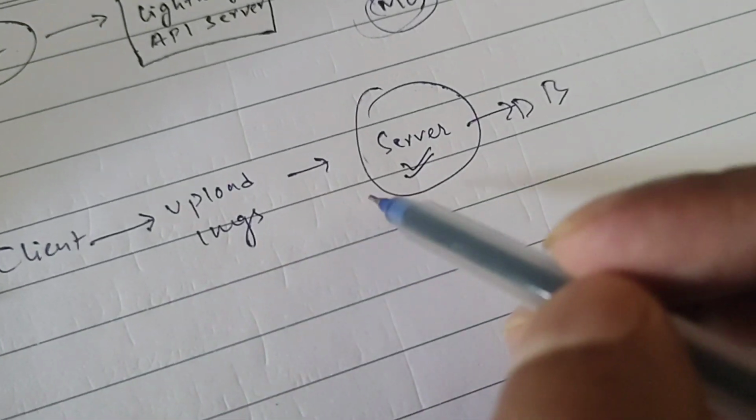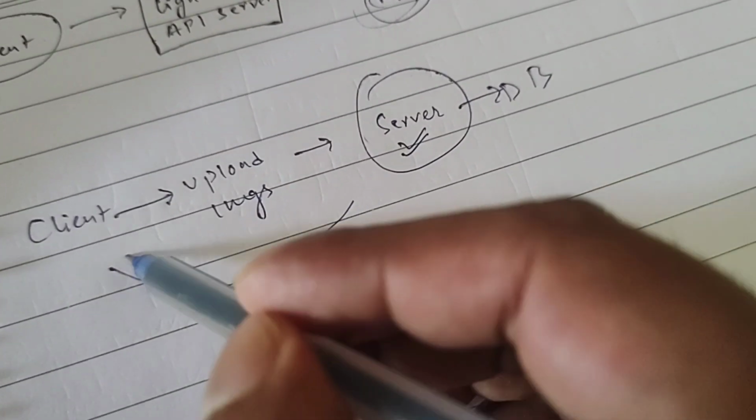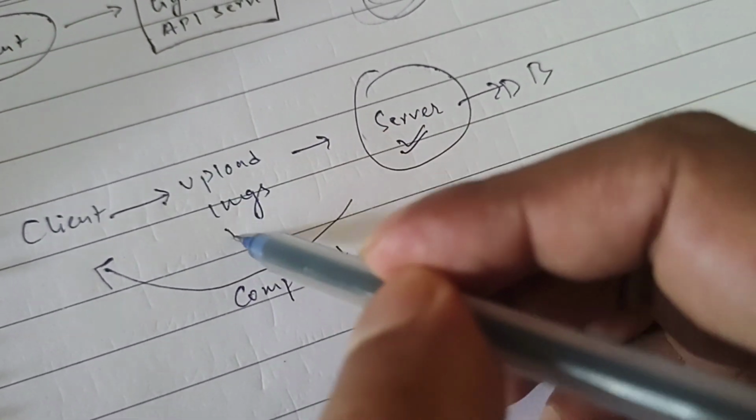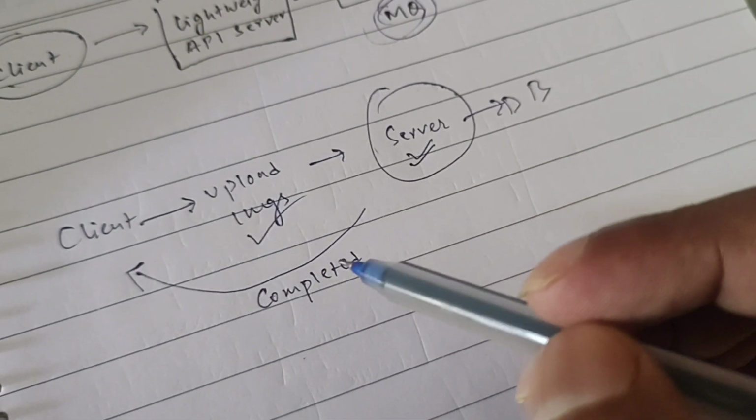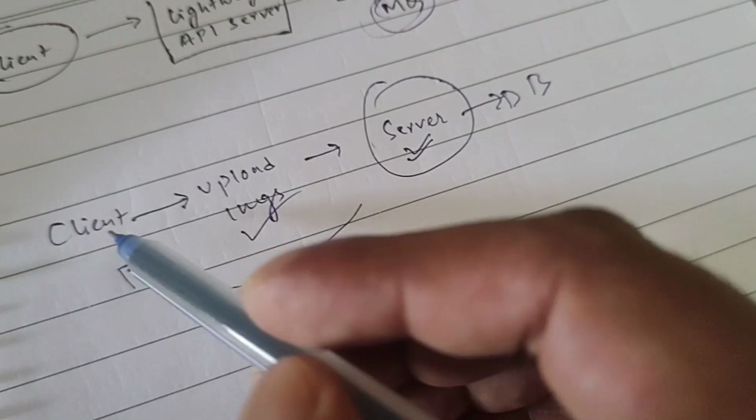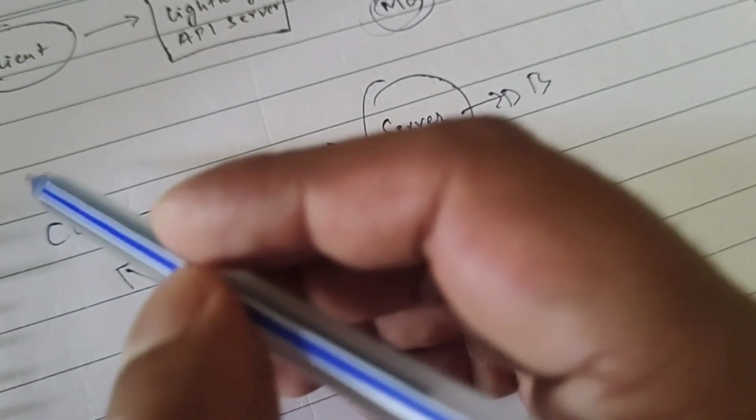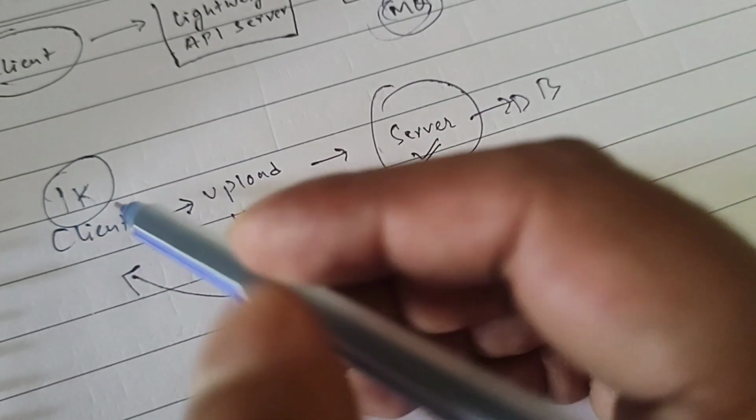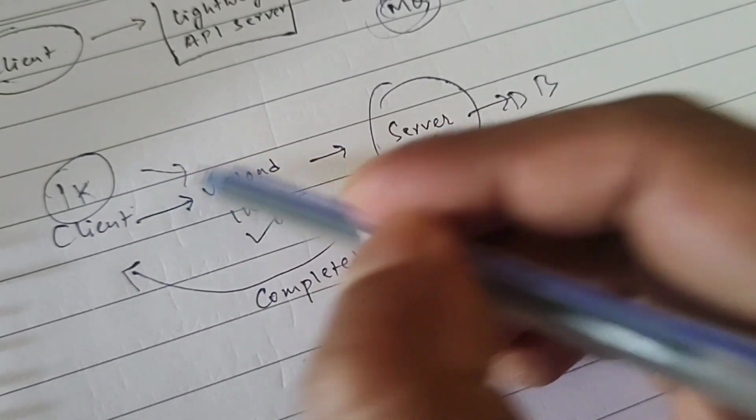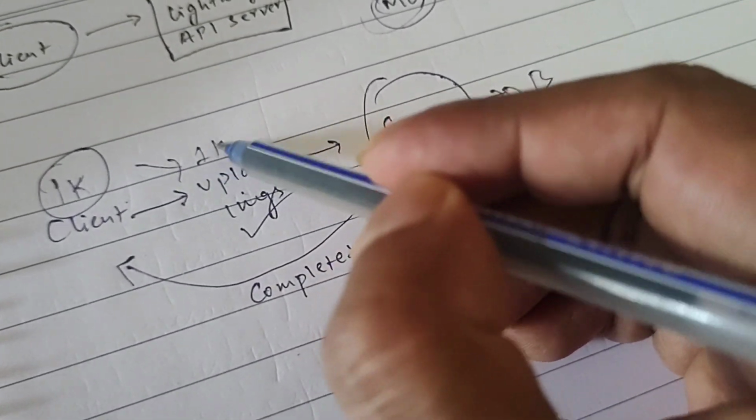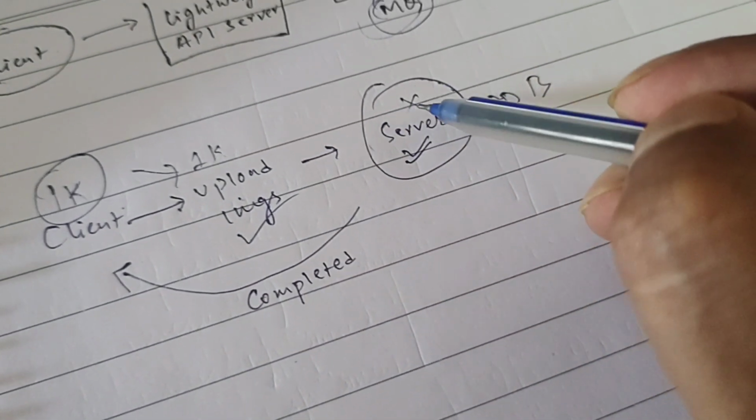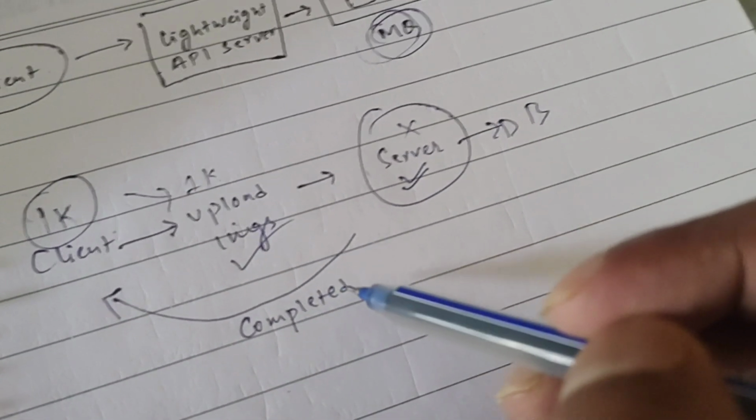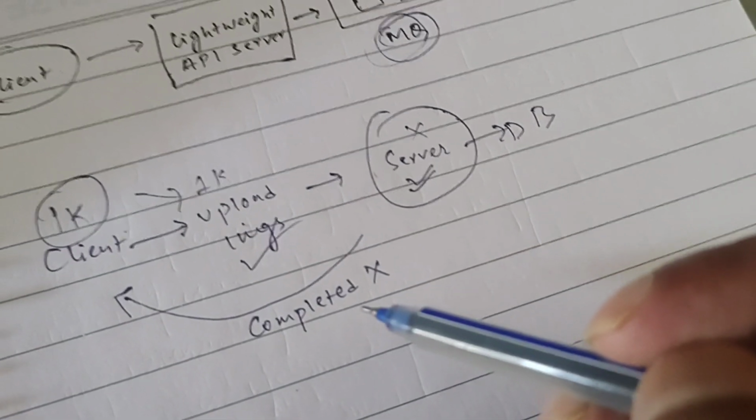After completion of everything, it simply sends a message that the upload is done. But this is the happy scenario. What happens if multiple clients are there, say 1000 clients, all trying to upload images? This could be in the thousands. The server will get overloaded, and this completion stage will never happen.